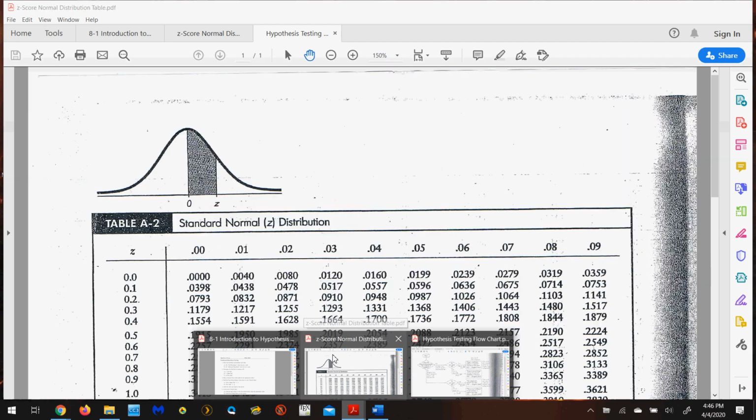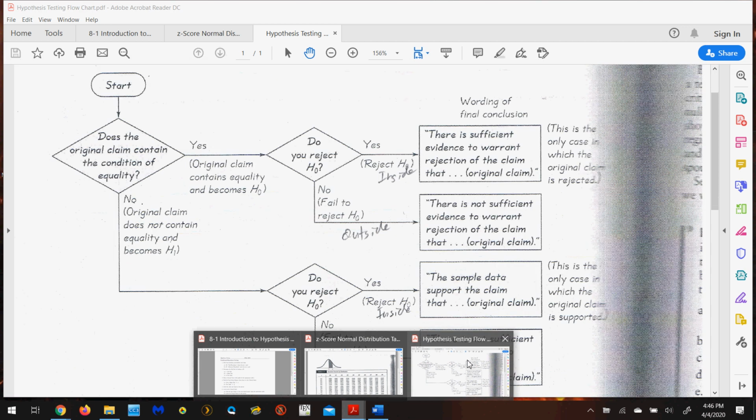You are going to want the z-score table. And why is it a z-score? Because all proportions are going to deal with z-scores, and all of the total n values you're going to be given are over 30, which also implies using a z-score. And you're also going to want this hypothesis testing flowchart for the conclusions. So let's get going.